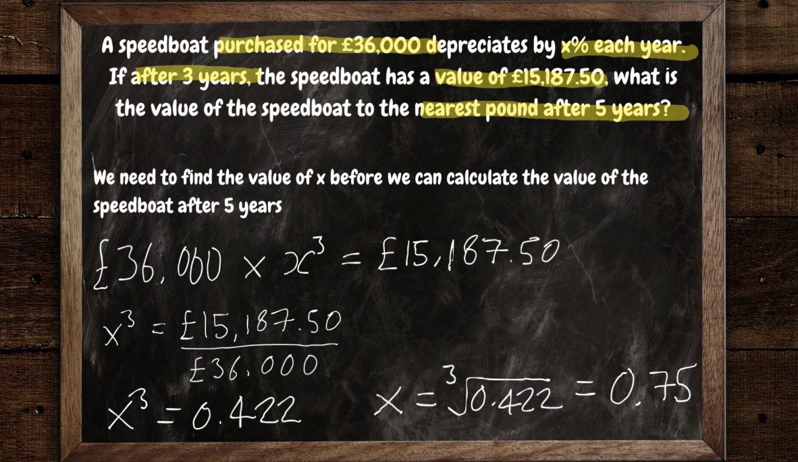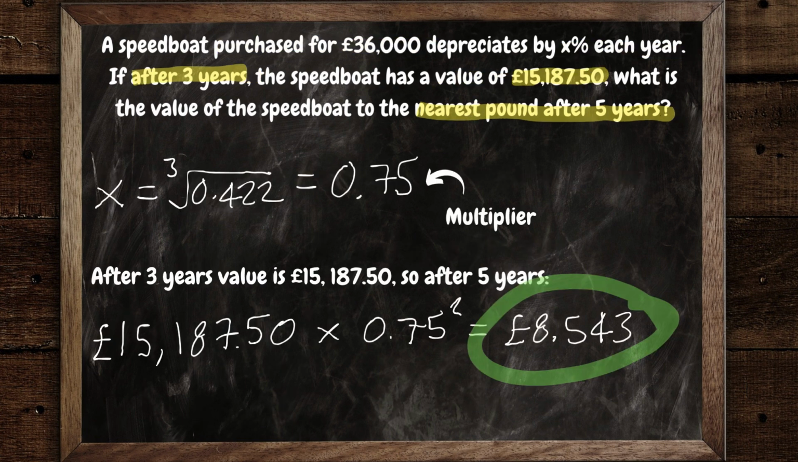And to work out X, you would cube root the other side of the equation. So that's a key rule to always know when you're rearranging any question. If you have X cubed, X squared or anything, and you want to get rid of the power, all you have to do is square root or cube root the other side of the equal sign, okay? So in this case, X will equal the cube root of 0.422, which will give you an answer of 0.75. So the multiplier in our equation now will be 0.75.